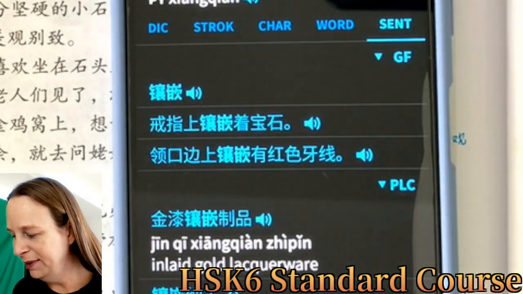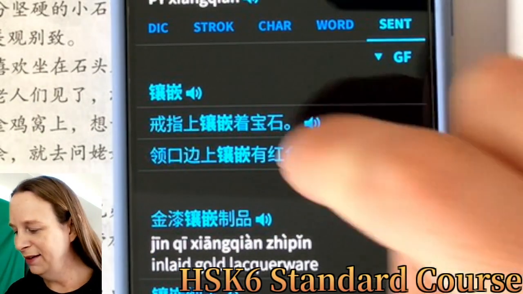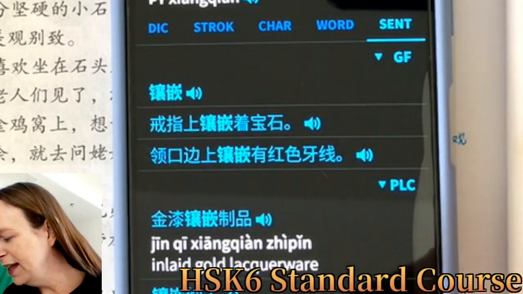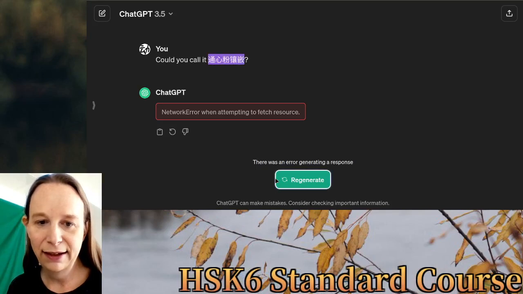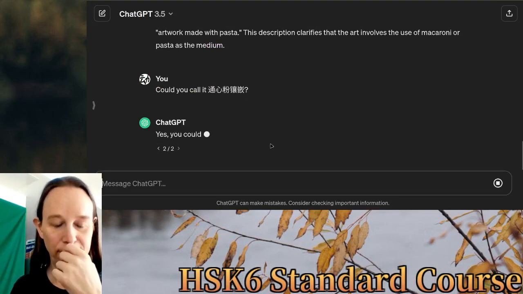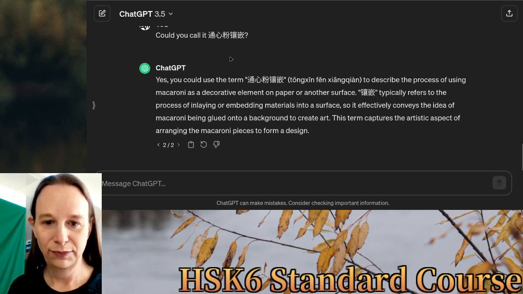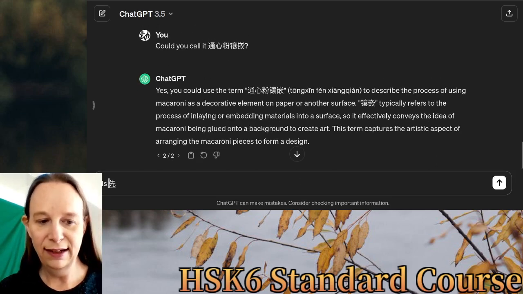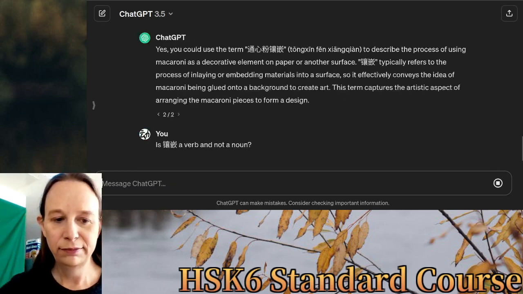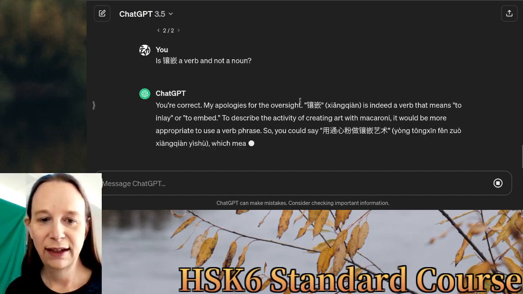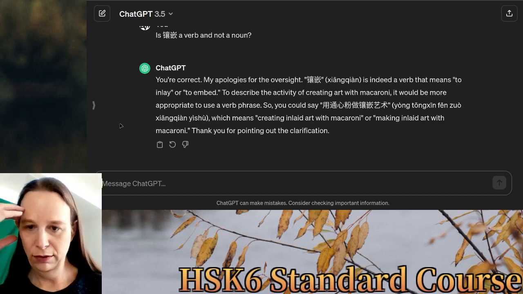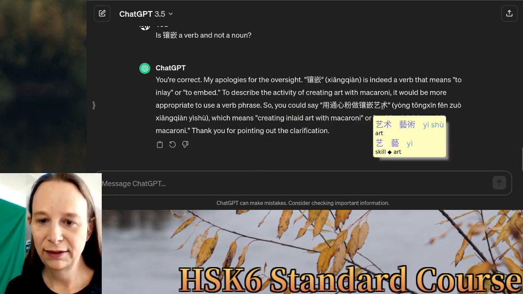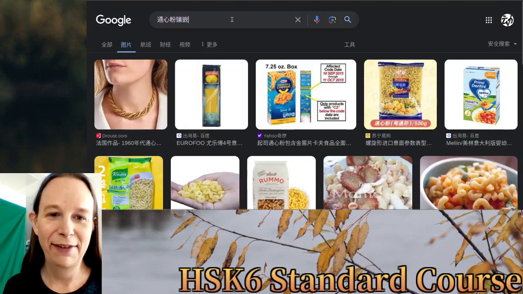Maybe we've already seen all the ones we need to know, though. Putting a precious stone in a ring and the mosaic one. So, 镶嵌, it is a verb and not a noun, it looks like. So, is 镶嵌 a verb and not a noun? Xiangqian is indeed a verb that means to inlay. Let's see what happens if I search for this.